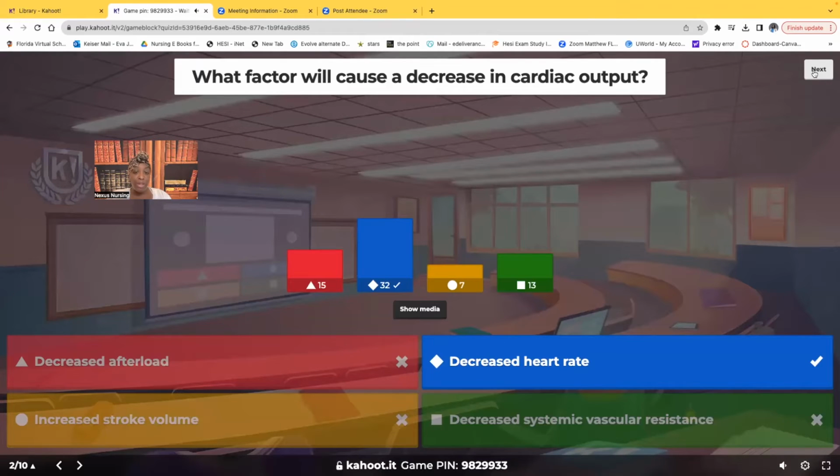Very good. Most of you guys chose the correct answer. Decreased heart rate will decrease the cardiac output. All of the other choices, decreased afterload, increased stroke volume, and decreased systemic vascular resistance, those three actually increase cardiac output, not decrease it. So the correct answer is decreased heart rate.